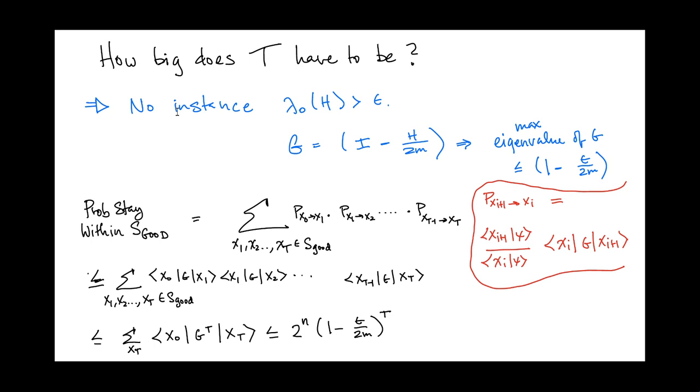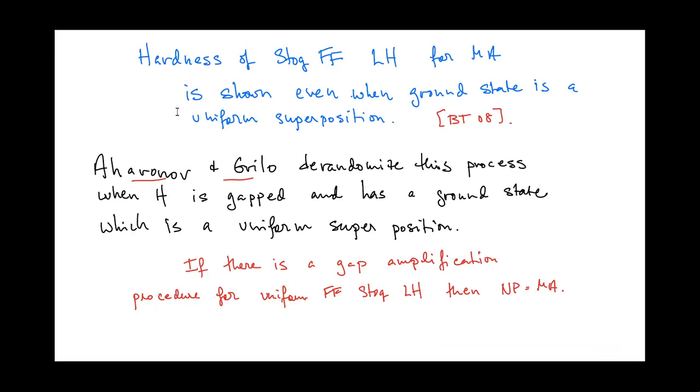And now I just use the fact that the maximum eigenvalue of G is at most 1 minus epsilon over 2m. I'm multiplying times all the strings, but that's okay. As long as T is polynomial, and as long as the gap is 1 over poly, there's going to be some polynomial T for which I can drive this thing down exponentially small. Okay? All right. So that basically says in the no instances with high probability, I'm going to hit a bad string. So if epsilon is 1 over poly, this will be exponentially small with T that's polynomial in the size of the graph. Just to mention some follow-on work, some very nice paper by Dorit and Alex.